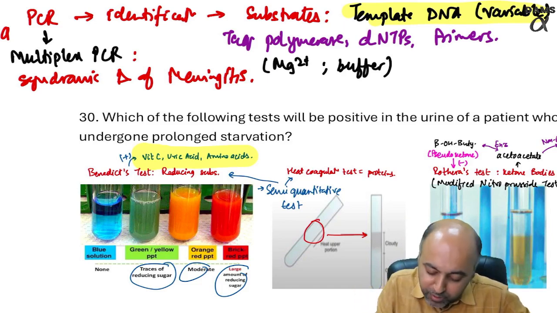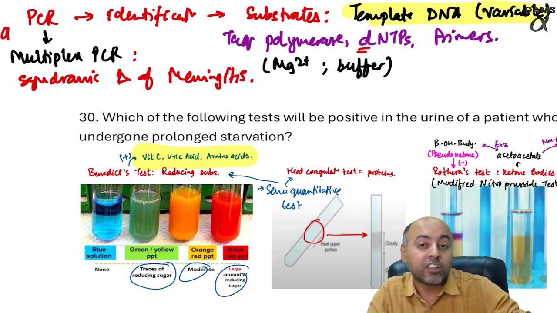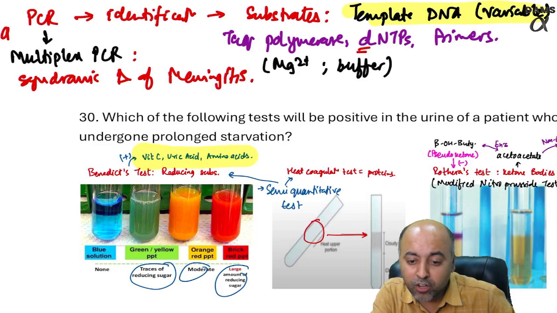Okay, dNTP means deoxyribonucleotide triphosphate. It is the building block for the DNA. In PCR, you are amplifying the DNA, right? So you need the building block for the DNA.